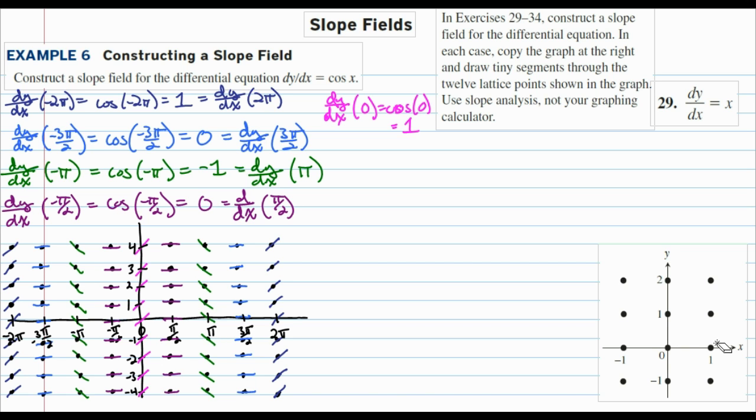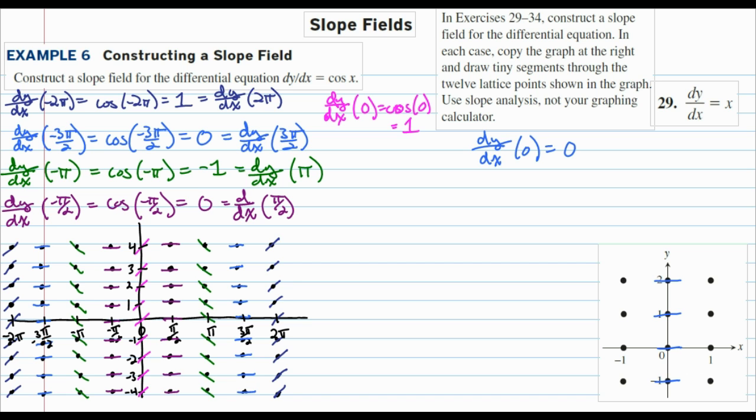I don't have to plug in 1 and 1 to find out what the slope is specifically at this point, or 1 and 2 to find out what the slope is specifically at this point. I just need to know what x is to know what the slopes are. So I'm going to start easy. I'm going to plug in 0. The slope at 0 is 0, so I can draw in all my little mini tangents, my horizontal tangents.